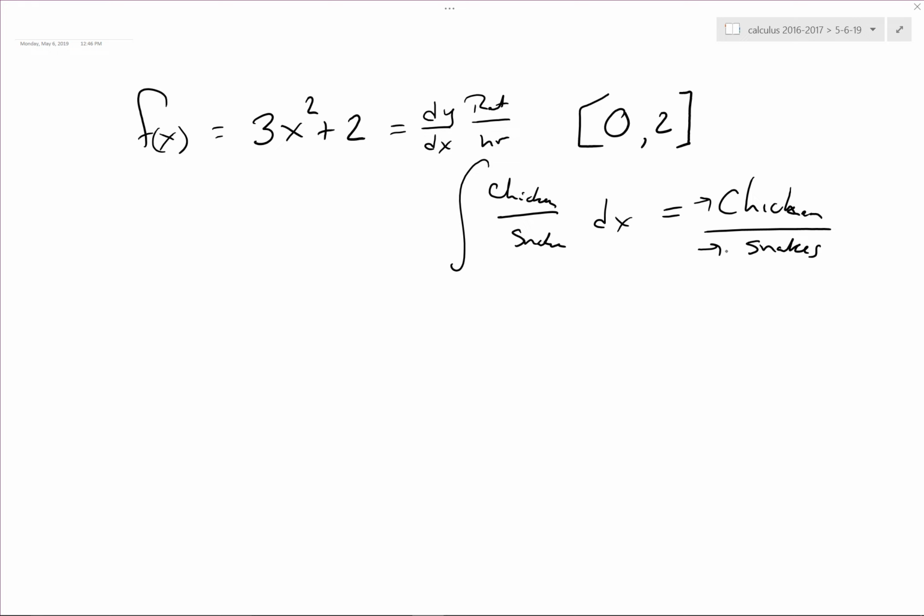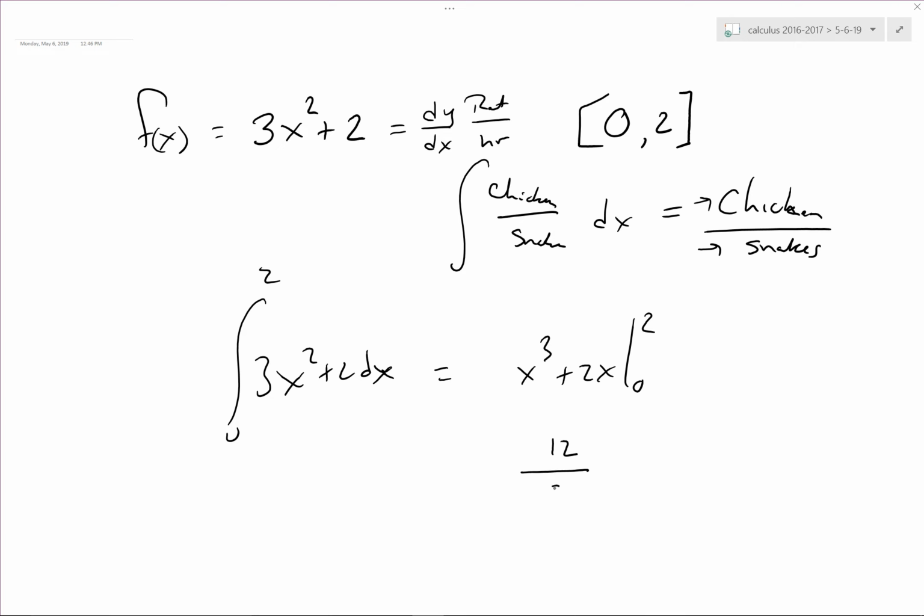So, if I did this problem, it'd be the integral of 3x squared plus 2 dx, from 0 to 2. And I'm going to get x cubed plus 2x, from 0 to 2. It's 8 plus 4, which is 12. Divided by 2, 6. Okay?